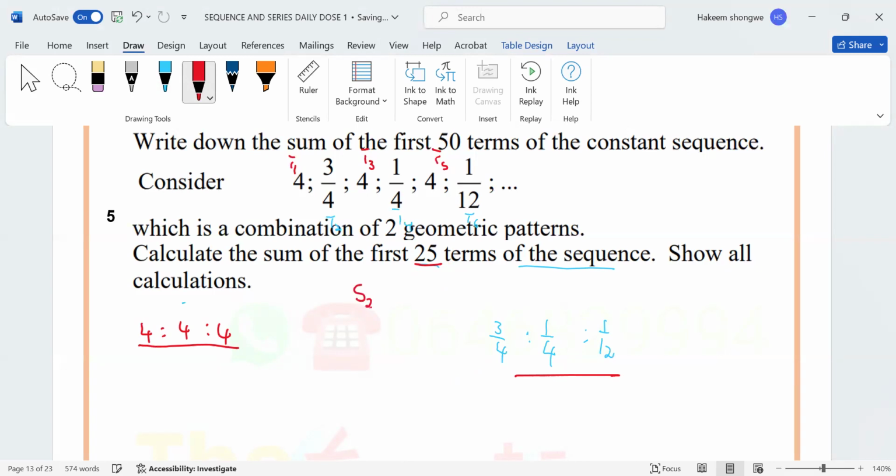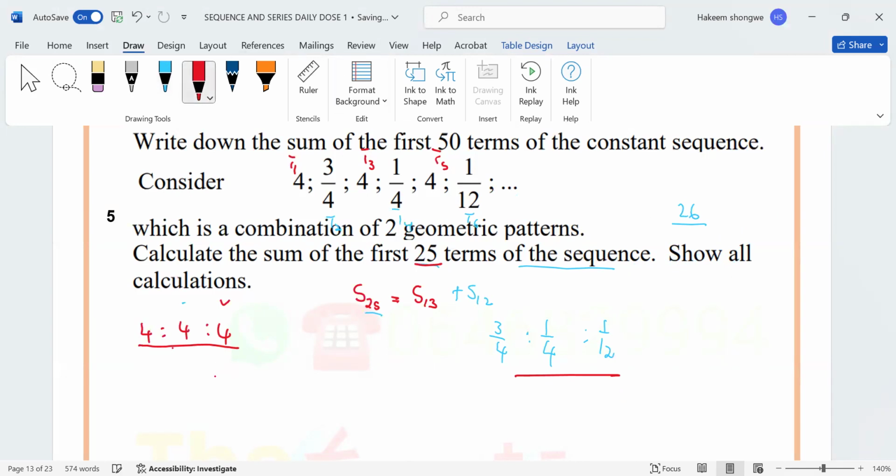We're looking for S25. S25 is going to be given by red and blue, so we have S13 of red plus S12 of blue. If you add 13 plus 12, what do you get? 25. Now, if they said calculate the sum of the first 26 terms, they would divide equally: 13 and 13. Okay, let's continue with this one then.